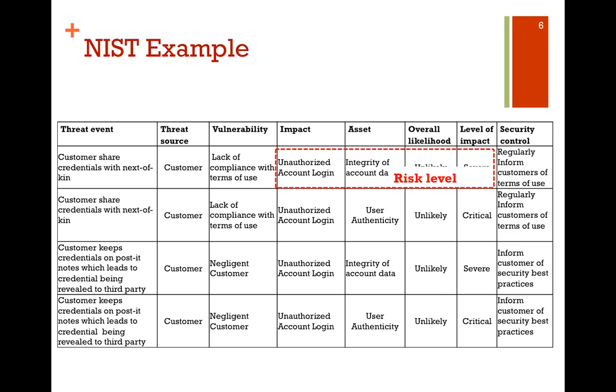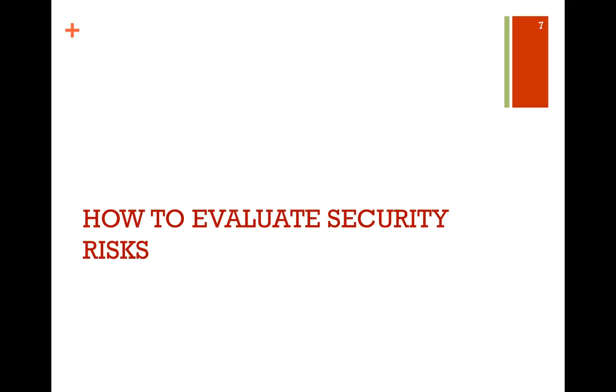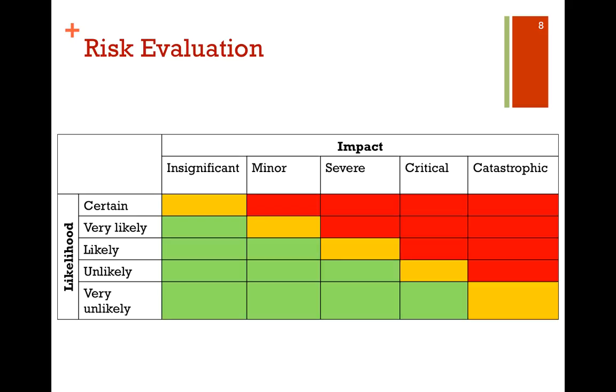Now, let's see how we can evaluate the security risk of a threat event in terms of its likelihood and impact. The risk value of a threat event is computed based on a risk evaluation matrix. The matrix has on the rows the possible values that the likelihood can assume, while the columns instead represent the possible values that the impact can assume. The entries of the table represent risk values.